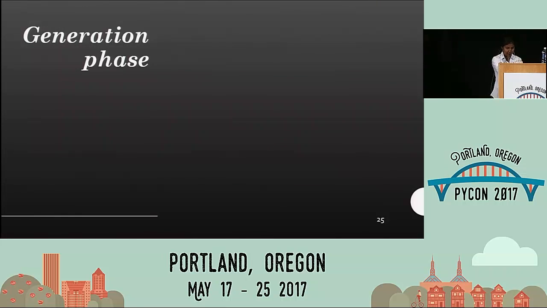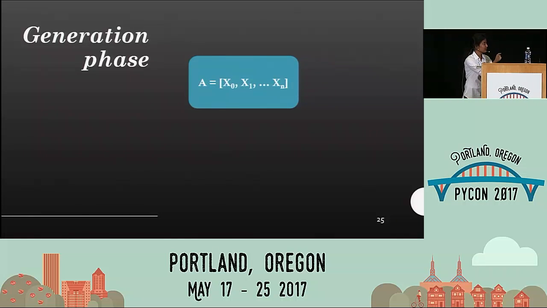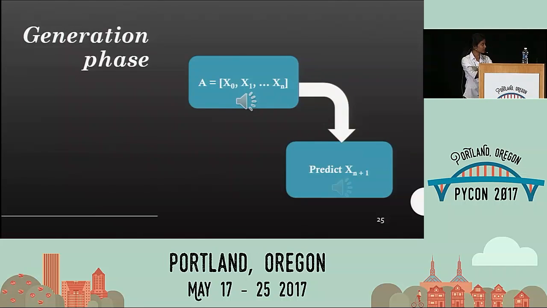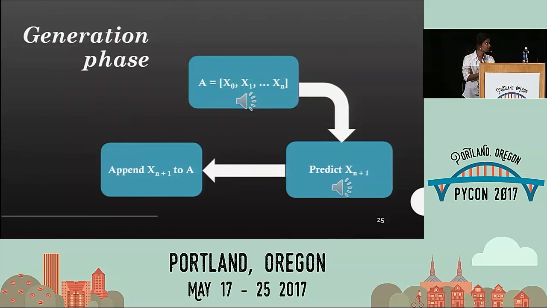So let's see how it is done. Say a equals x0, x1 up to xn is my basic seed node, which looks something like this. Now this is fed to the model. It predicts the next node. And this node is now appended to the current seed.